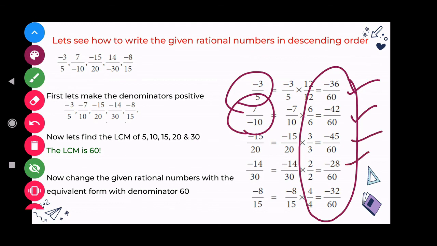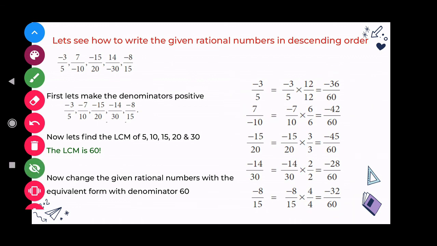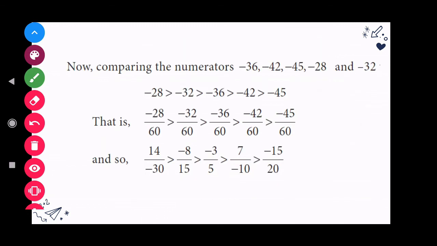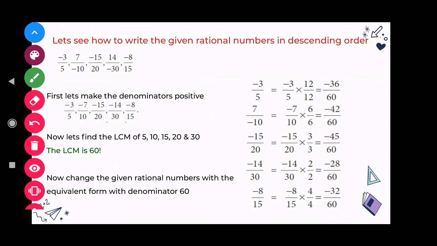After writing equivalent forms of all the rational numbers given in the question, let's move on to the next slide. Okay, we have to compare only the numerators in the given question, that is minus 36. Let's go back and check. Minus 36, minus 42, minus 45, minus 28 and minus 32.